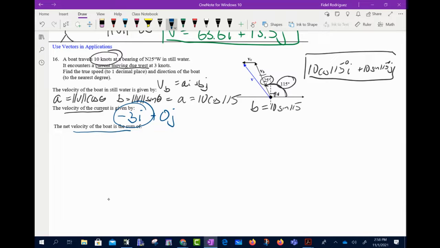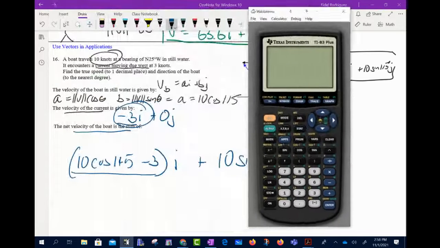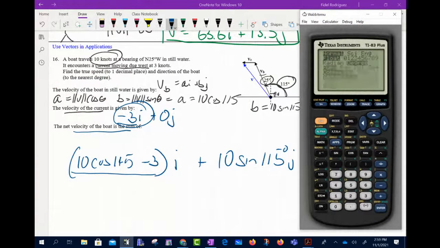So remember how we're going to add these vectors, y'all. We're going to take these numbers and add them together. So I'm going to take 10 cosine of 115 minus 3. That's going to be my i component, plus the j component, which is still going to be 10 sine of 115 degrees with the j. I'm going to do this part on my calculator. Make sure I'm still in degree mode. Yes, we are. So we take 10 times the cosine of 115, and then subtract 3 from it.